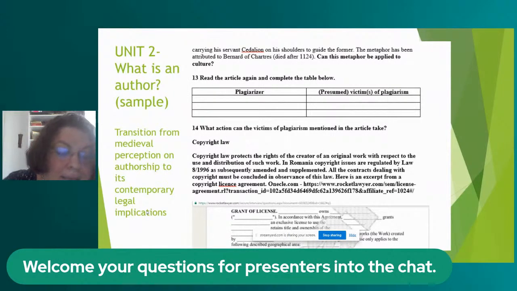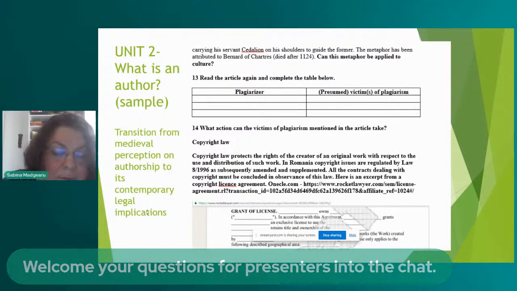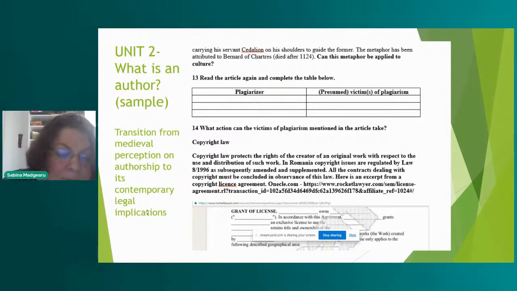On the next slide, you can see another fragment from the same unit too. I included it in this presentation because it illustrates the transition from the medieval perception of authorship to its contemporary legal implications and the sample of a present contract. This is important as this activity prepares students for real life by simulating a real-life situation and by using authentic texts.